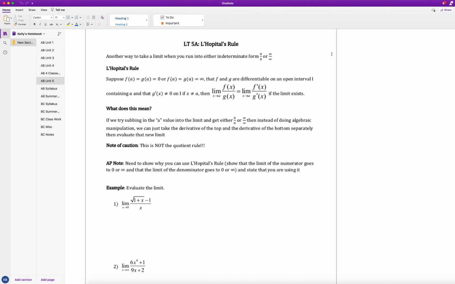This is the beginning of Unit 5. Unit 5 is some more applications of derivatives that we're going to see, and in this video we're going to focus on learning target 5a, which is called L'Hopital's Rule. L'Hopital's Rule allows us to actually shortcut some of the derivatives that we took back in Unit 1, but only certain derivatives work with L'Hopital's Rule.